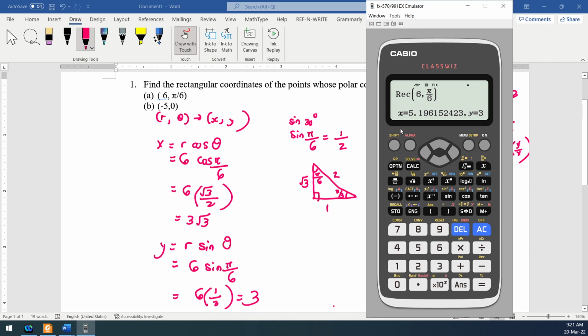So x, they give, okay, this one you won't get the 3 sub 3. So y is 3, correct. So you can check back 3 sub 3, 5.1961. Then 3 sub 3, yeah, 5.1962, because this one I fixed to 4 decimal places.